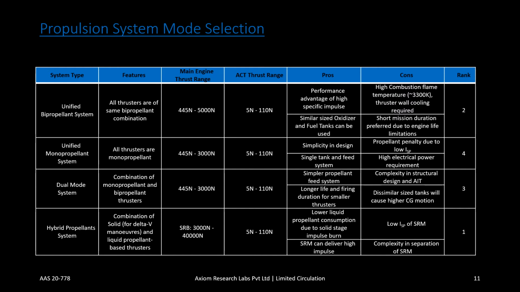Similarly, a system modes table has been drafted where system types are distributed into unified bipropellant, unified monopropellant, dual mode, and hybrid propellant systems. Their main engine and ACT thrust range have been given, and pros and cons have been listed for each. Similar to the previous table, we have ranked each of these propulsion system modes based on ISP, simplicity of design, complexity of structural design and AIT, and factors like those. And clearly there are advantages in having a unified system.